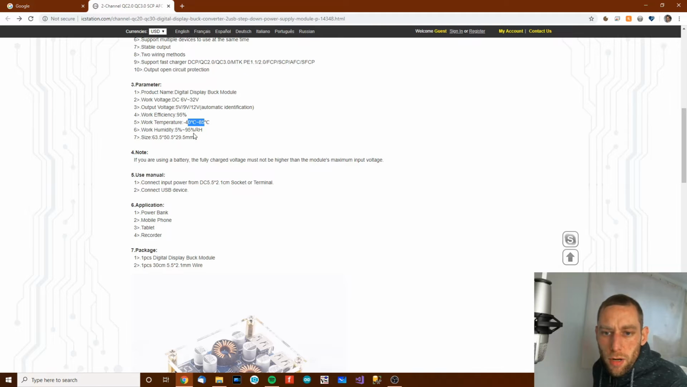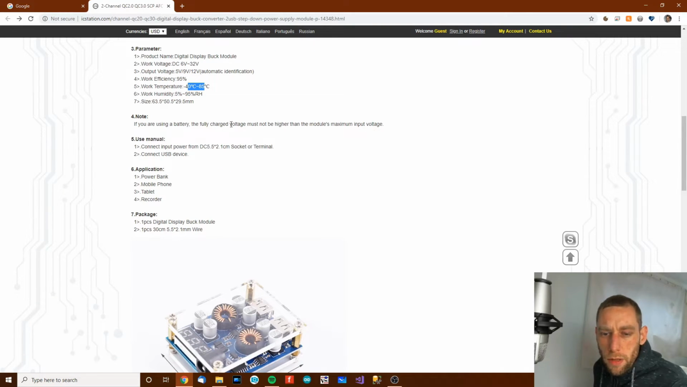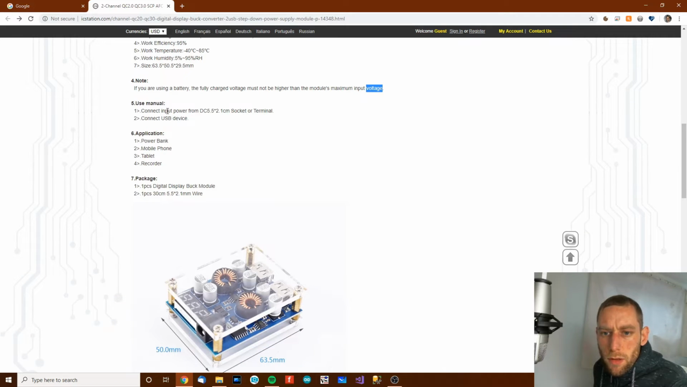Work temperature, humidity, and so on. If you're using a battery, the fully charged voltage must not be higher than the module's maximum input voltage, which is 32 volts. Fully charged voltage must not be higher. Okay, yeah. So connect input power from the socket or terminal. Socket or the terminal. I'll have to have a look at that in a second as well.